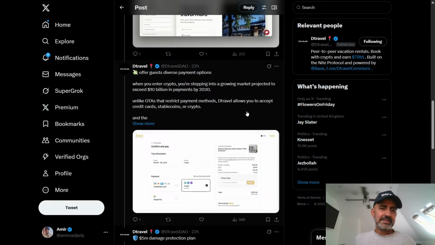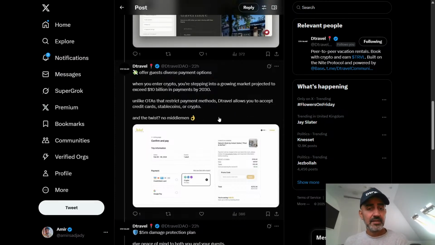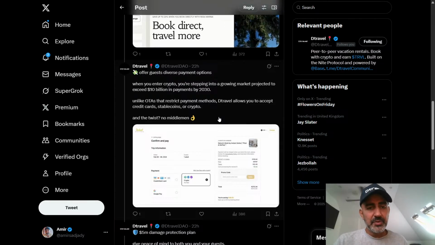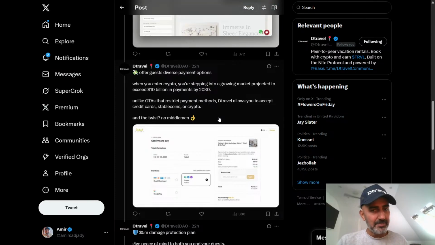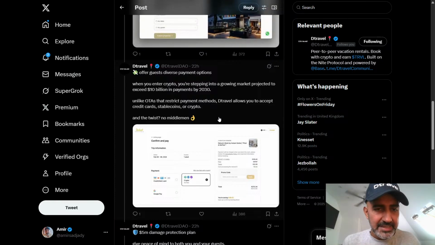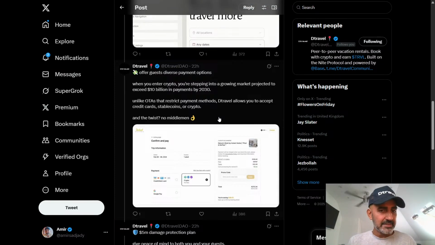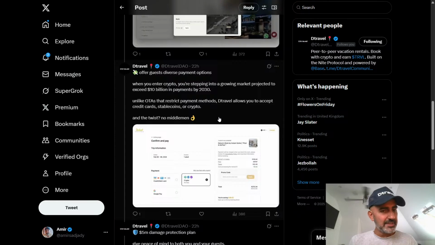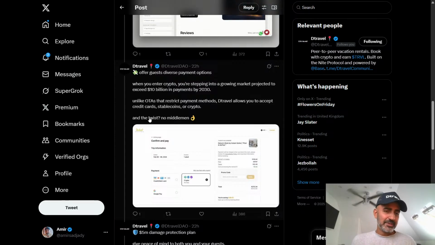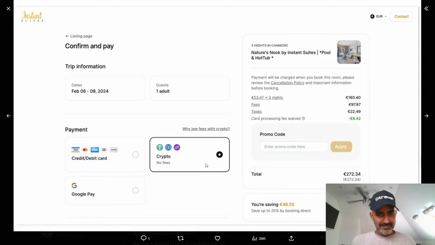Number 3, offer guests diverse payment options. When you enter crypto, you're stepping in to a growing market projected to exceed $10 billion in payments by 2030. And unlike OTAs, online travel agencies, that restrict payment methods, Dtravel allows you to accept credit cards, stablecoins, crypto. And the twist, no middlemen. Would I say that's a twist? I wouldn't say it's a twist, but yeah. No catch, no middlemen.